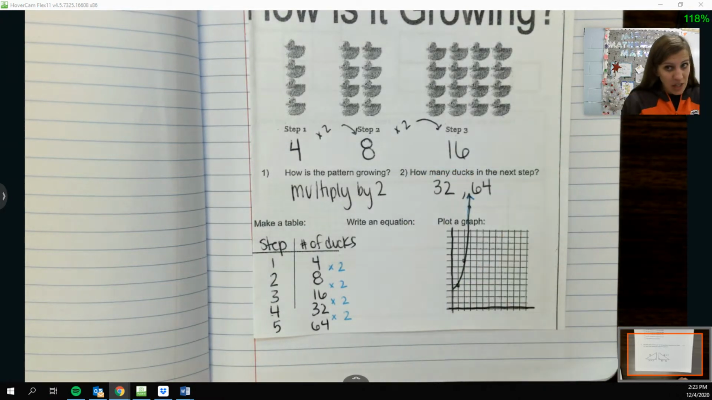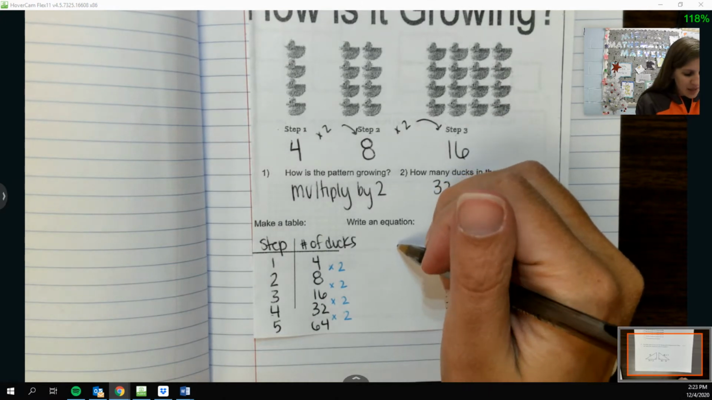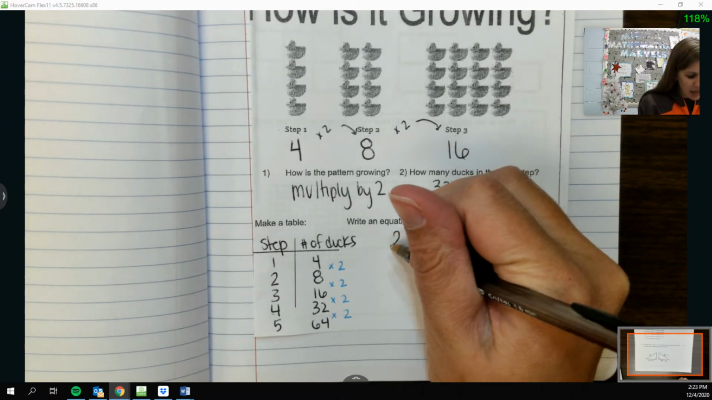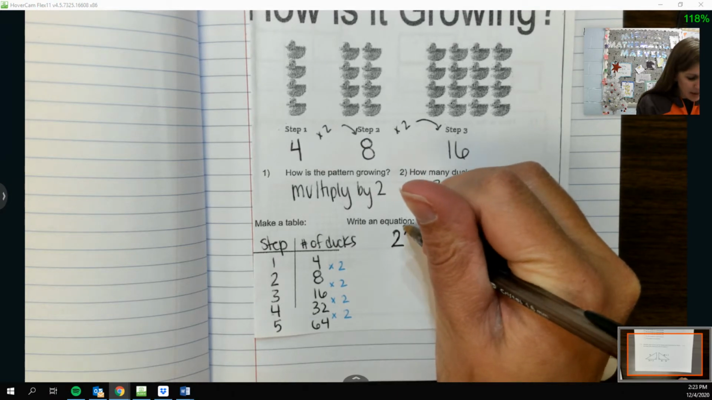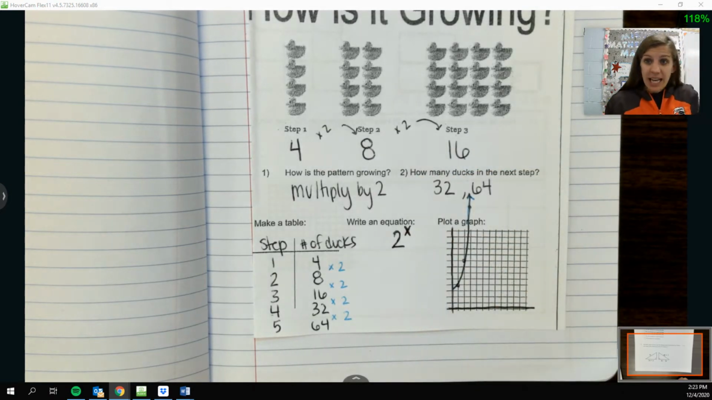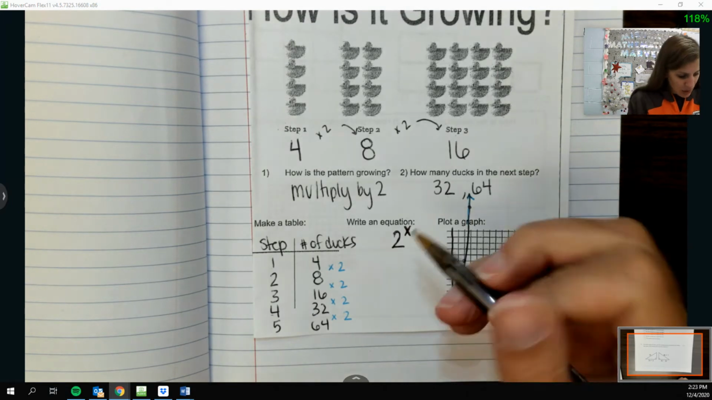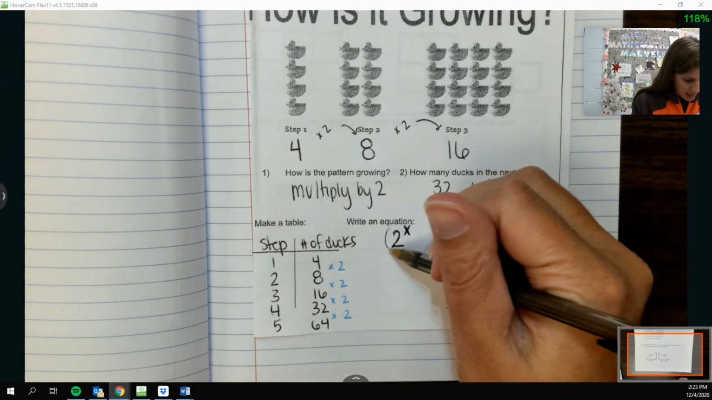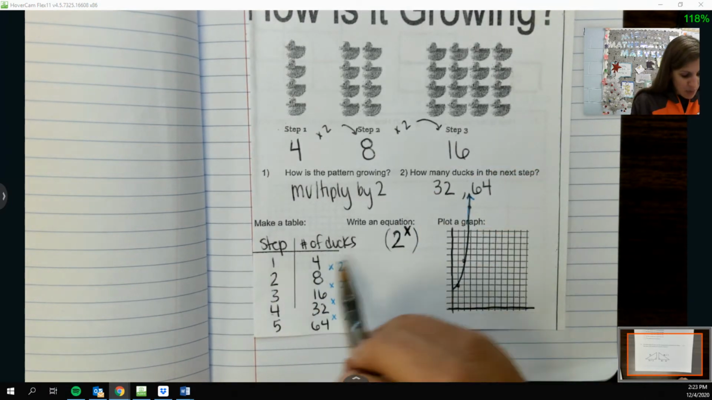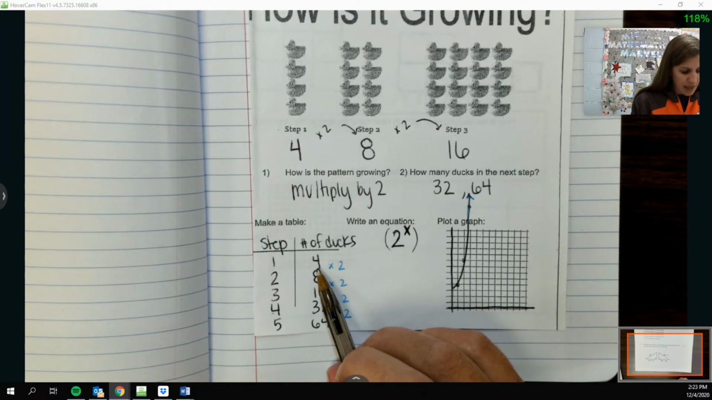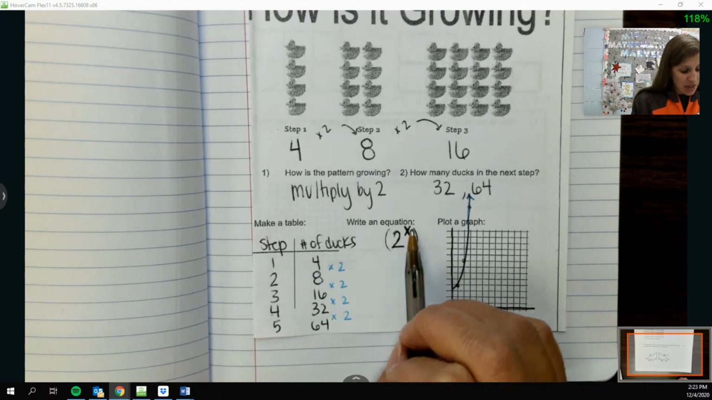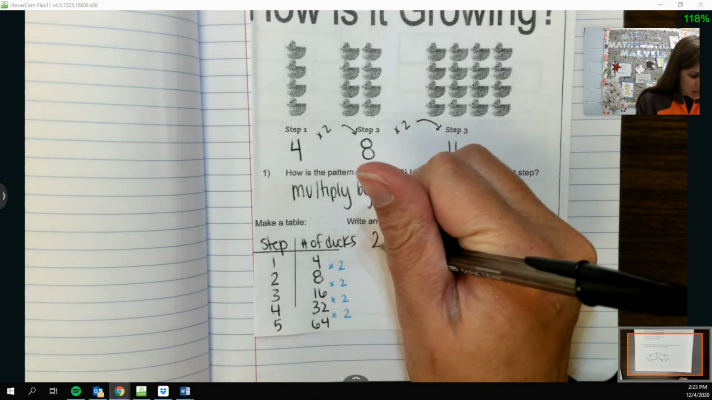And again, don't worry too much about the equation. The equation for this one would actually be 2 to the x power. And the reason that that would work out, well, it doesn't totally work out. I think I have to multiply by something. Because if I put in 1, 2 to the first power is 2, and that's not 4. And if I put in 2 to this, so I think I need to times this also by 2.